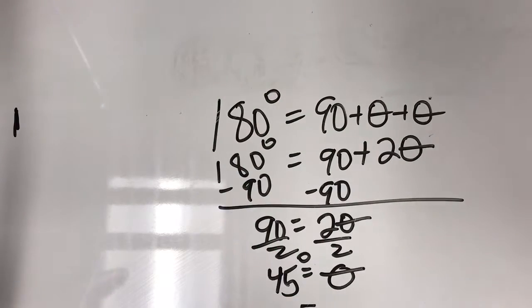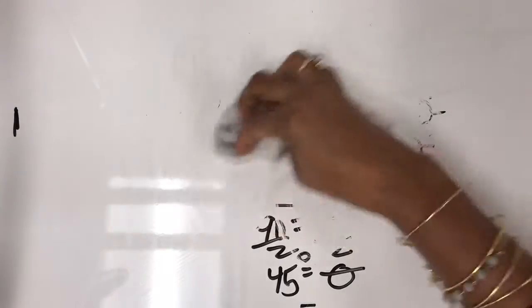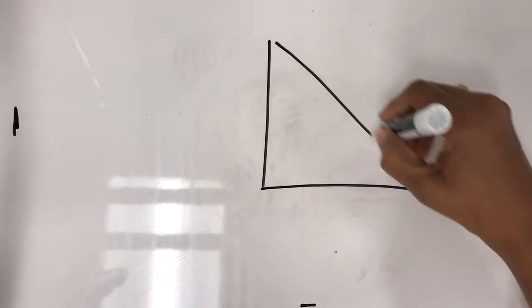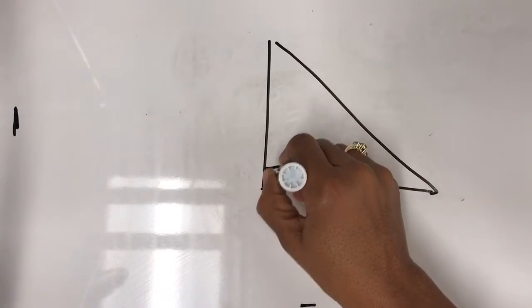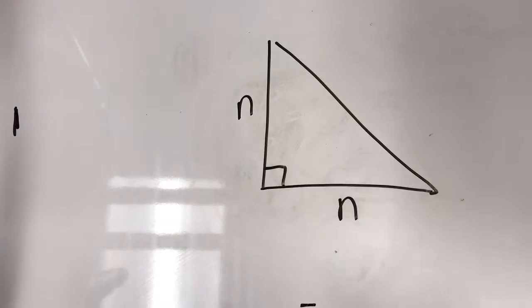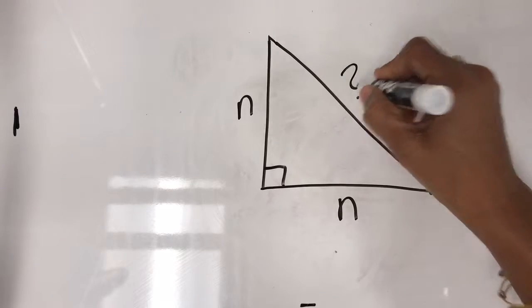I'm hoping you're putting this information in your notes. It is pretty key, helps you to remember what you're working with and why it's called a 45, 45, 90. Now, also, we know some things about a 45, 45, 90. We know that it's a right triangle, and suppose these two sides were the same. We're going to call them n, like number. Then, what would this side be?